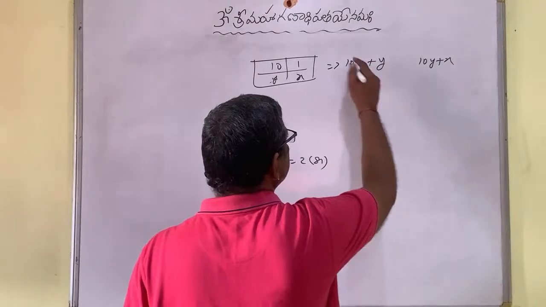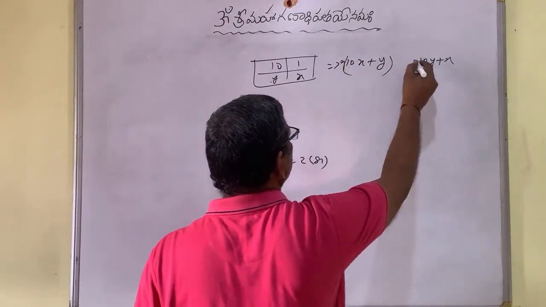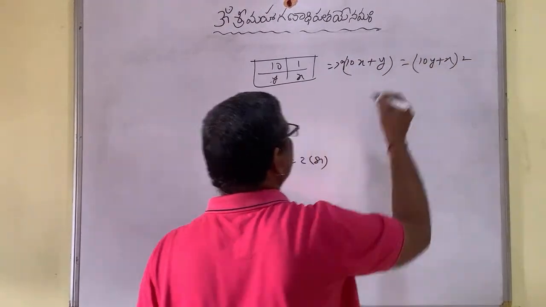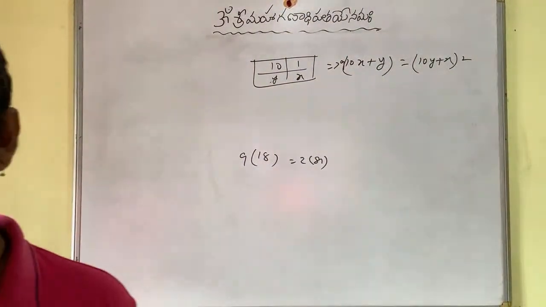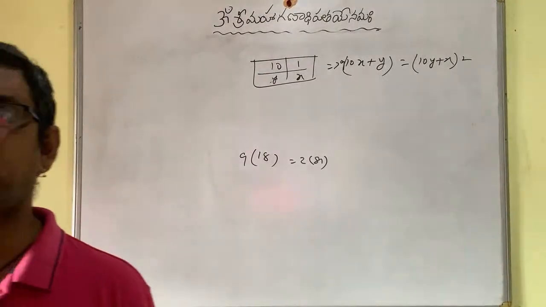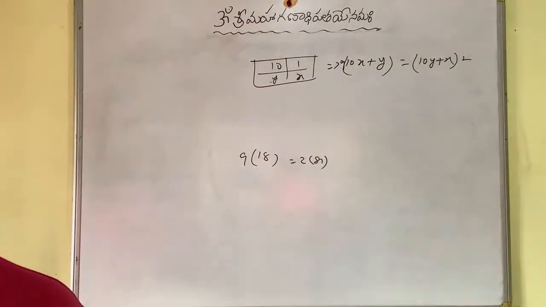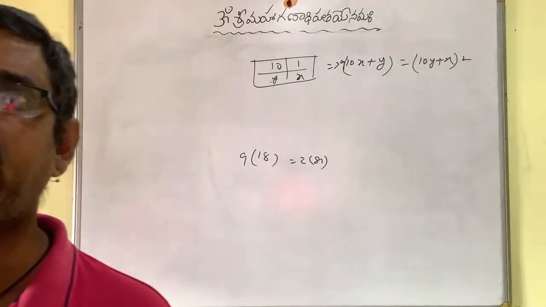Between these two conditions, it is given that 9 times the original number is 2 times the reversed number. Both are the same, that is what he is saying. 9 times the original number, that is 10x plus y, is 2 times the reversed number.